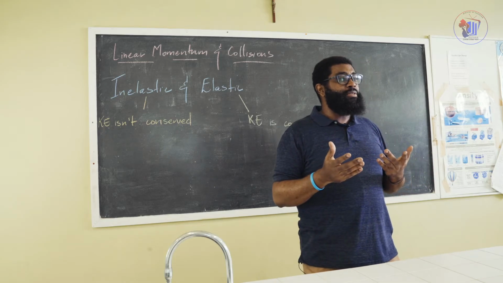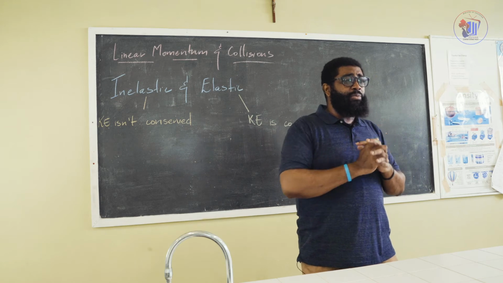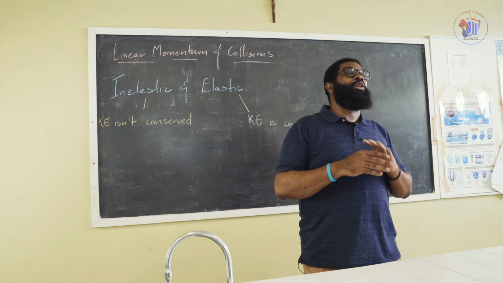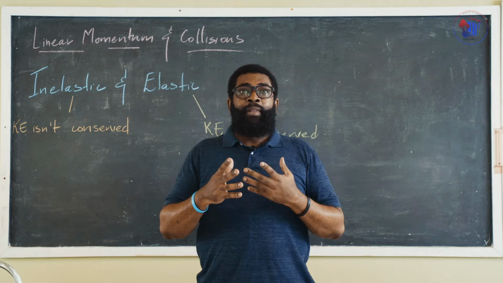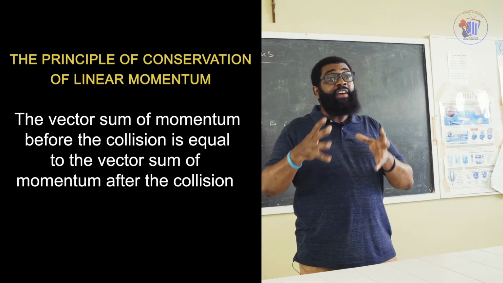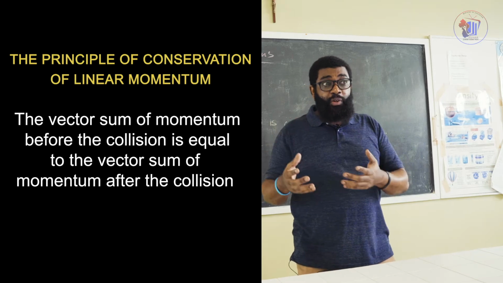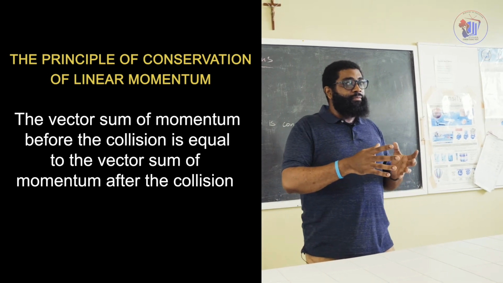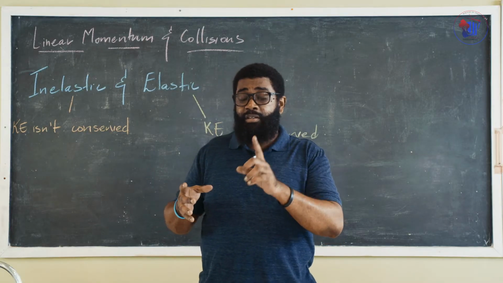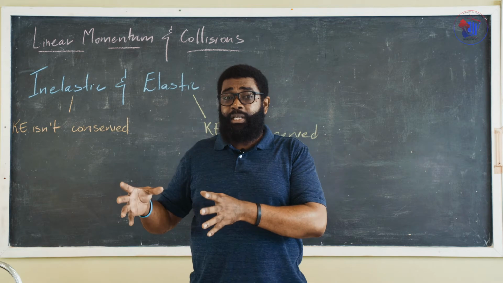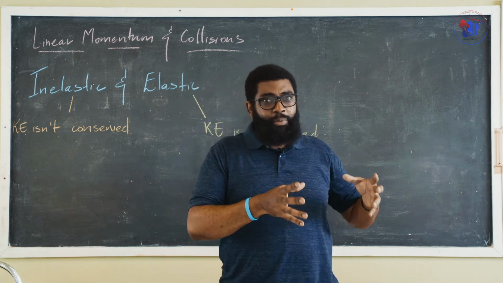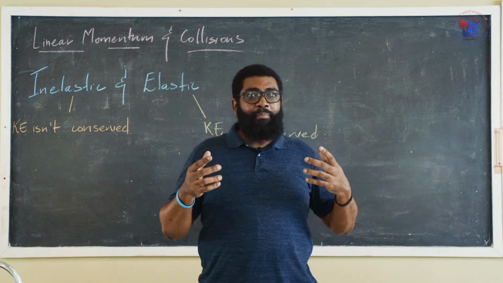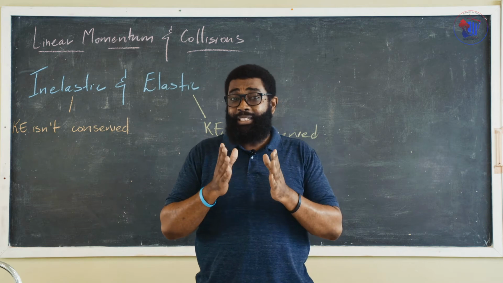So many scenarios. And you might be thinking, okay, what do we do with these scenarios? Well, we use something called the principle of conservation of linear momentum. It's a long name, I know, very long. And it simply says that the vector sum of momentum before a collision is equal to the vector sum of momentum after a collision. Meaning, if you add up, taking direction into consideration, the total momentum before two objects collide, and then you add up the total momentum of these two objects with direction considered after they collide, by this principle, these two values should be the same.